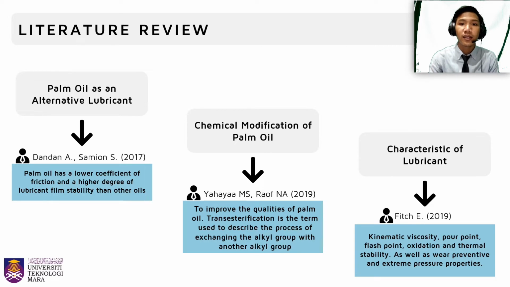Next, for characteristic of lubricant, they must be able to keep surfaces apart while also protecting them, acting as a cooling fluid and being sufficiently stable. Thus, there are several characteristics for lubricant which include kinematic viscosity, pour point, flash point, oxidation, and thermal stability. The viscosity of a lubricant controls the thickness of the film of oil that forms between two metallic surfaces while they are moving in opposite direction.